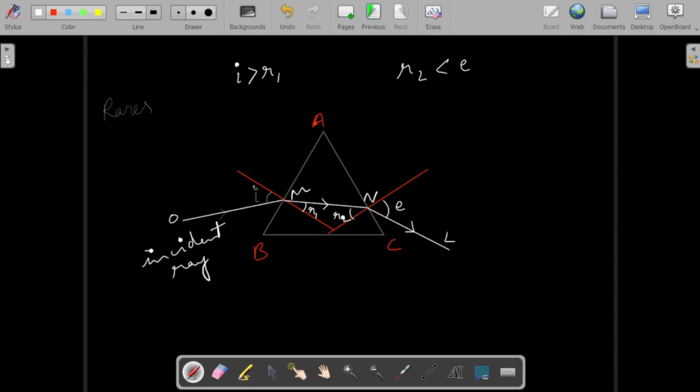Now we will learn about a few terminologies which are involved in the case of refraction through a prism.